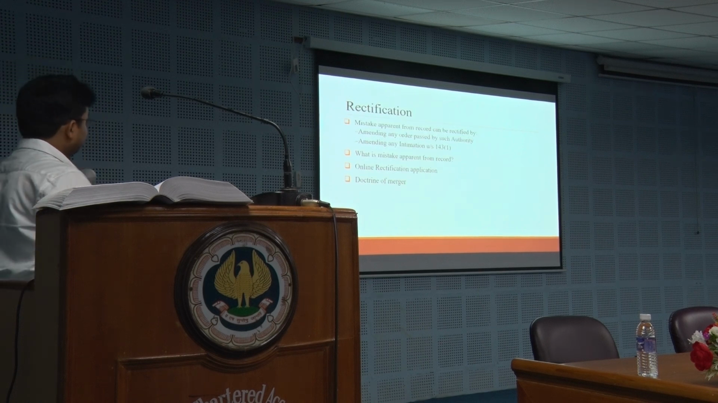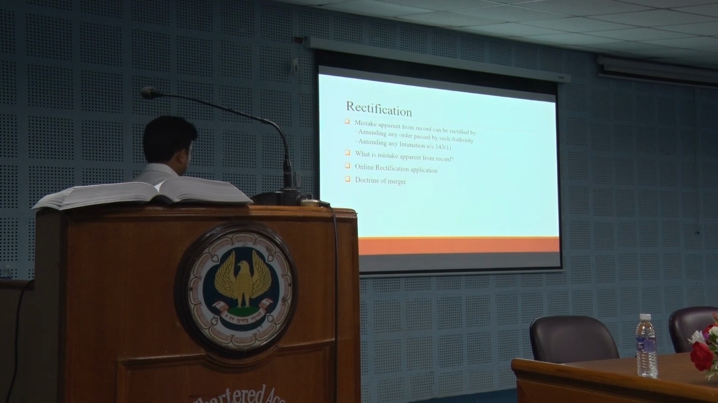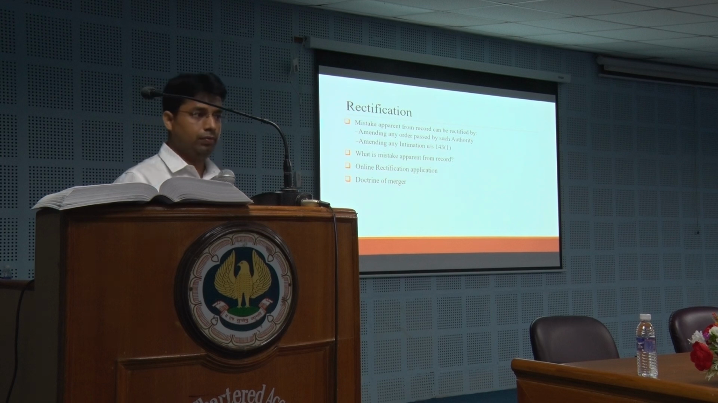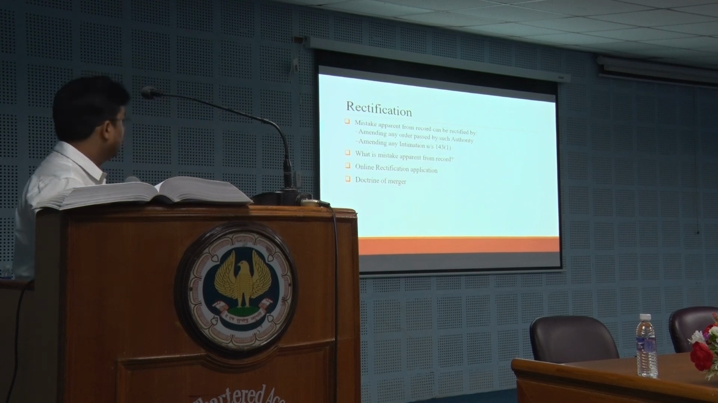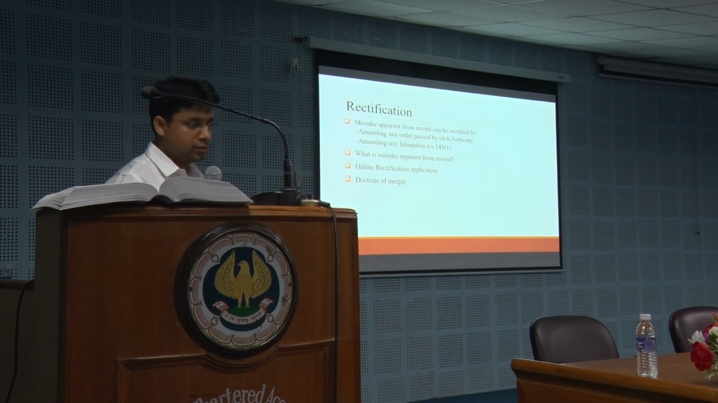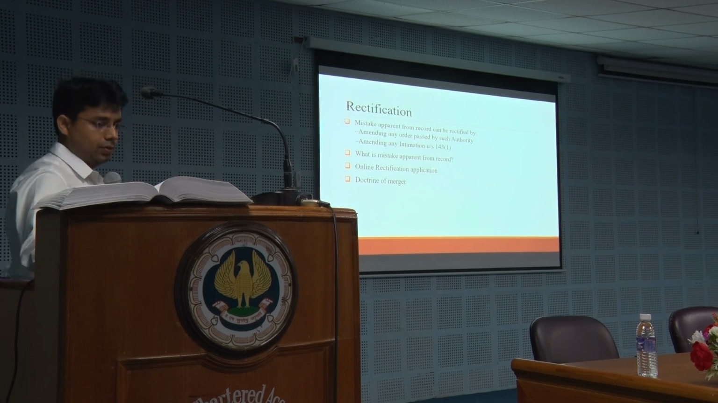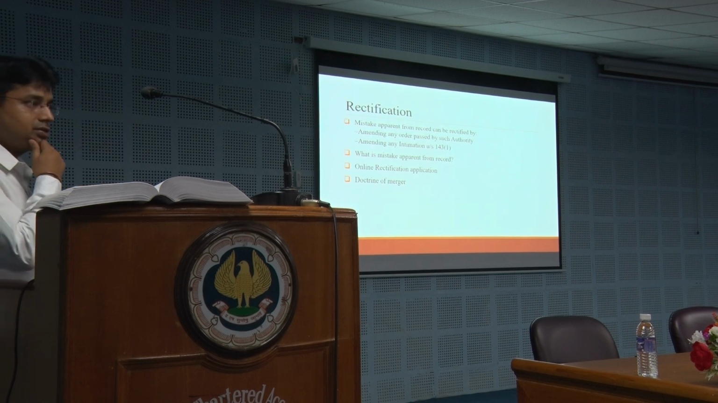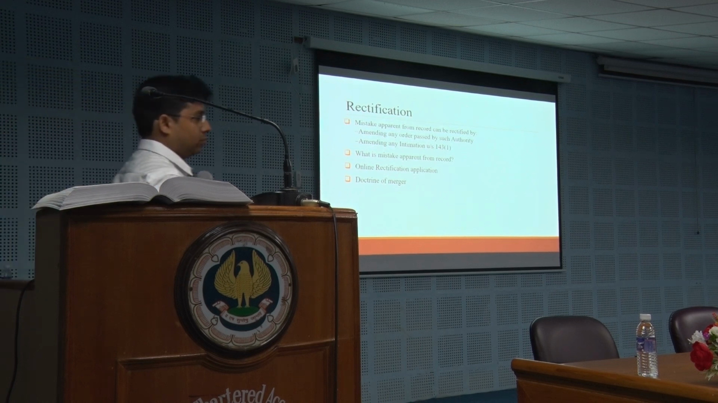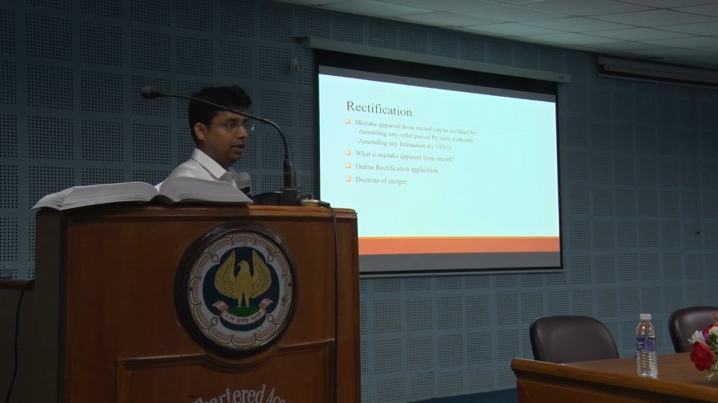Moving to rectification. We all know rectification can be done only when there is a mistake apparent from record. If there is anything debatable, 154, which is the rectification section, cannot be done. This principle was laid down by the Supreme Court in the case of T.S. Balram versus Volkart Brothers. So the amending order should be passed by the same authority. If you want to seek a rectification before the assessing officer, the order should belong to the assessing officer. So the AO cannot rectify an order of CIT Appeals or, for that matter, the tribunal.